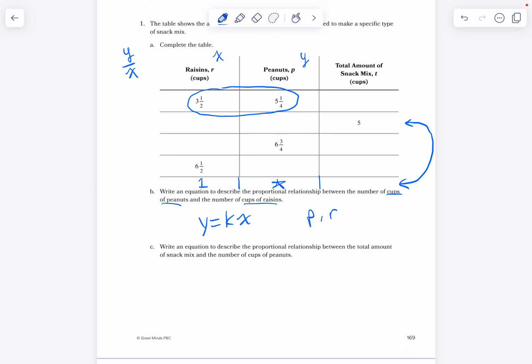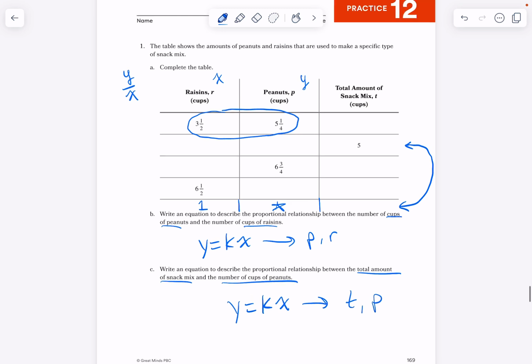Part C, you're going to use the total amount of snack mix and the number of cups of peanuts. So the variables you're going to be using here, our normal equation is y equals k times x, but your new variables, of course, are going to be t and the cups of peanuts p.